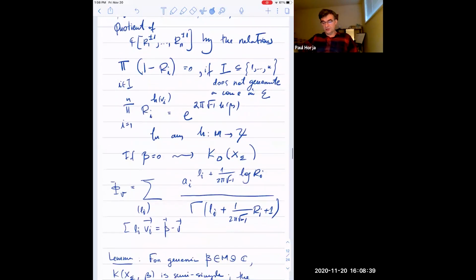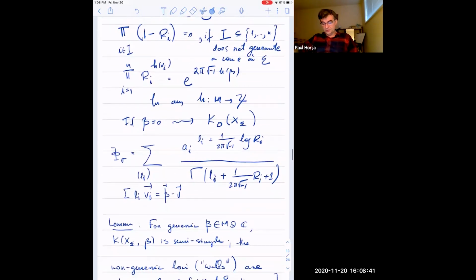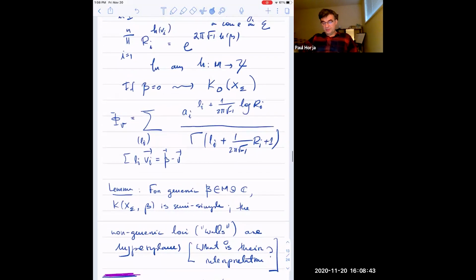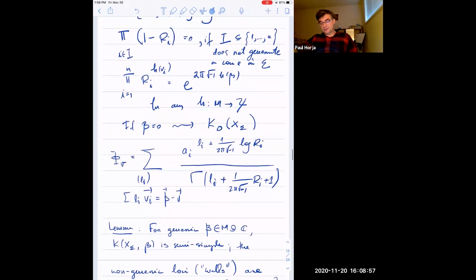That would be another talk, and be interesting. In fact, I think I put here the lemma, so that for generic beta, this deformed K group is semi-simple, but the walls are hyperplanes, and I don't know what their interpretation is. I'd be interested to know that.